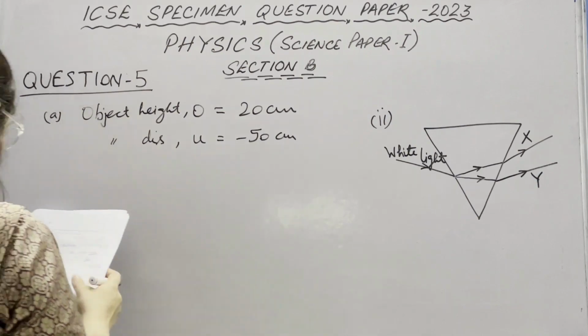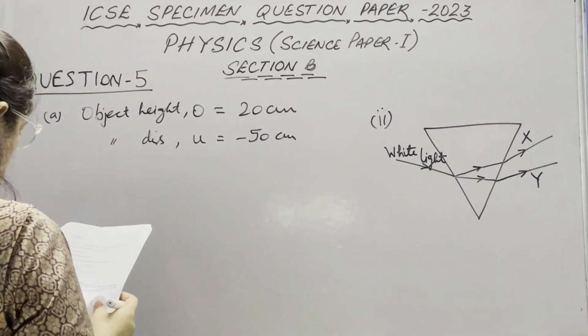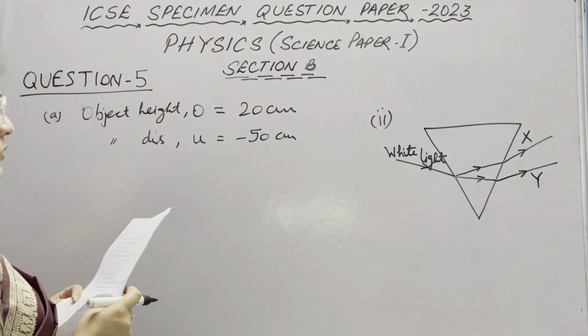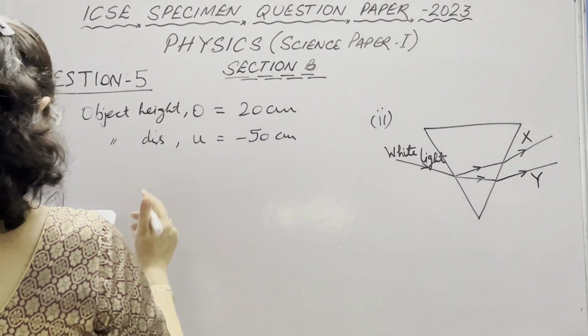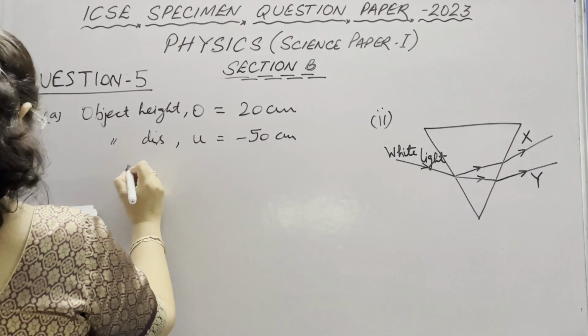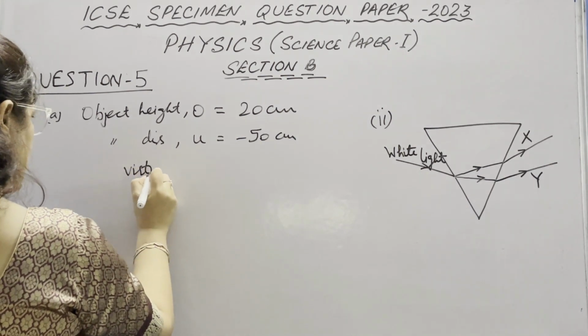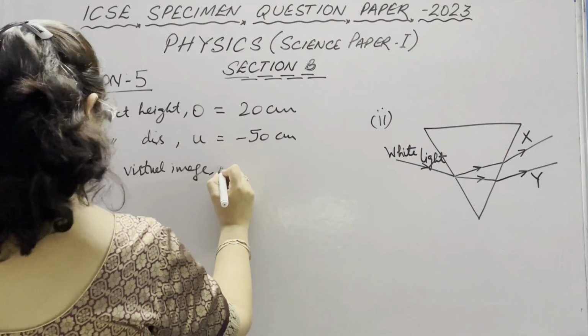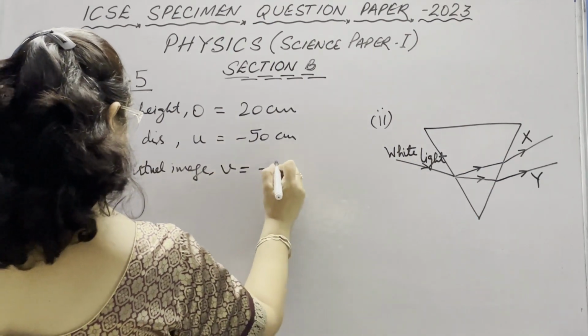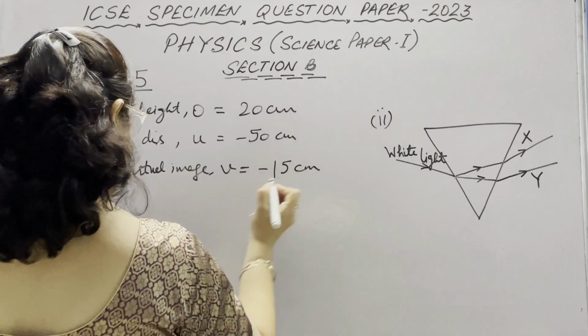This is part A, given in the question. Its virtual diminished image is formed at a distance of 15 centimeters. It means the virtual image is formed at a distance, v is given, v is minus 15 centimeters.